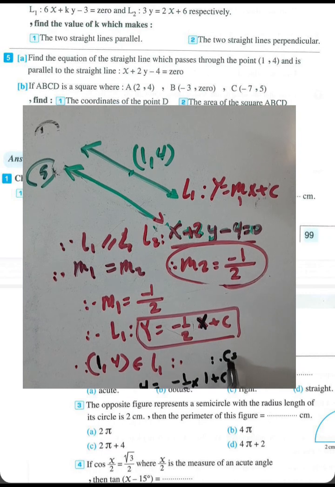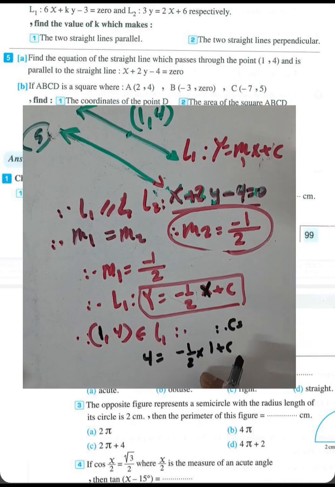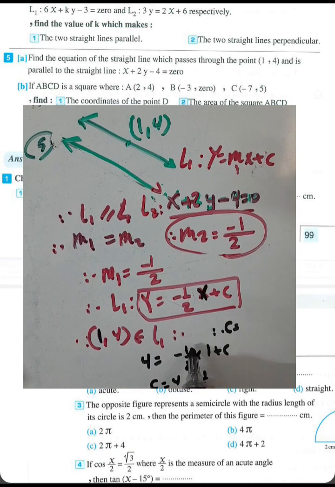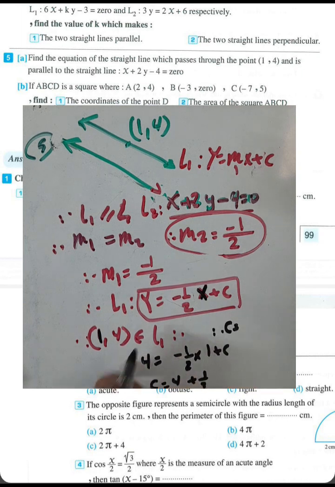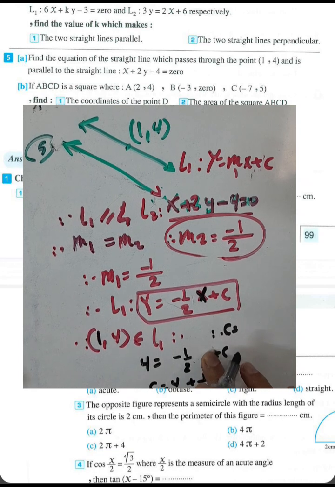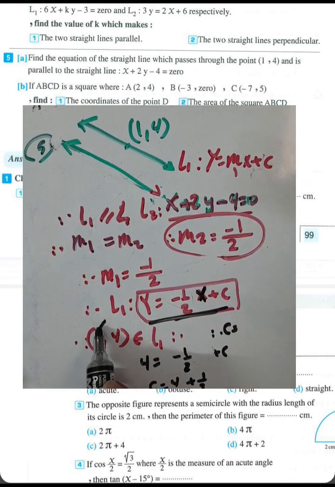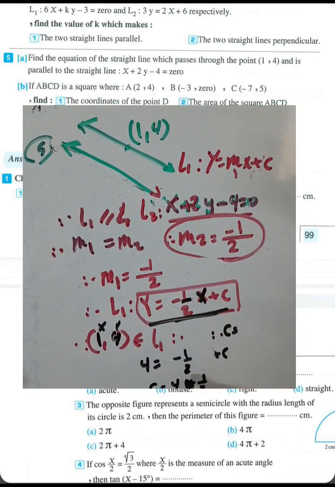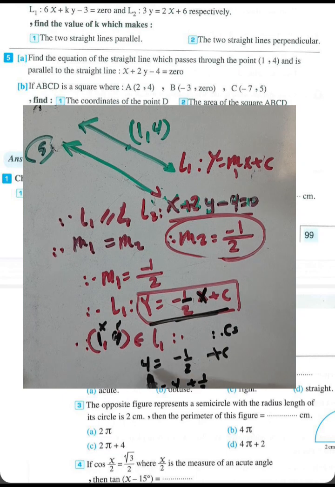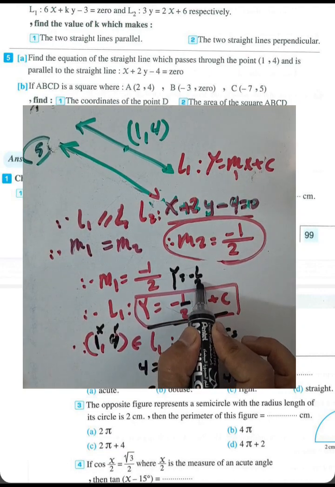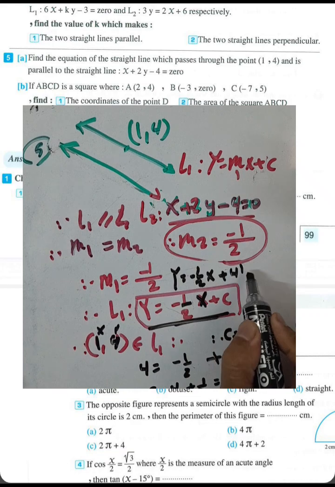Then c will be 4 plus half, moving negative half to the left-hand side, because negative half times 1 is negative half. Again I will put this point in this equation, x equals 1 and y equals 4. 4 equals negative half times 1, negative half, plus constant. Then the constant will be half plus 4, which is 4 and a half. Then you can write the equation: y equals negative half x plus 4 and a half.